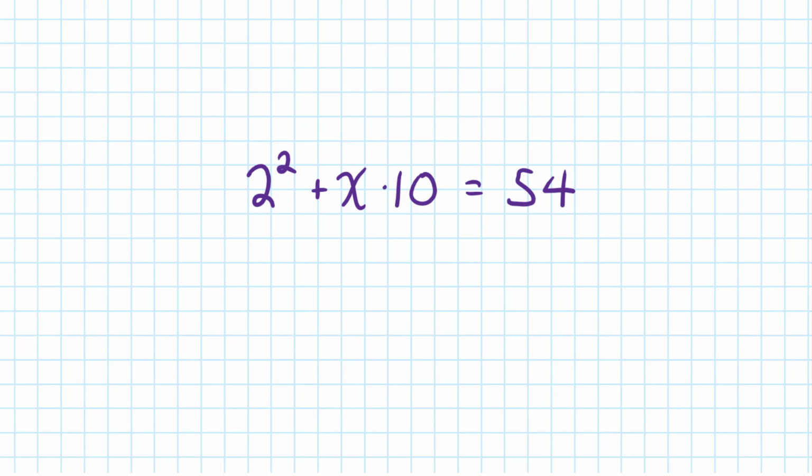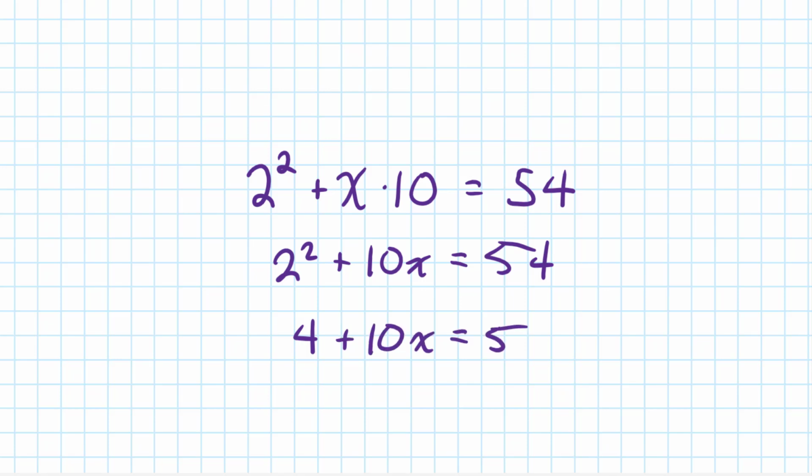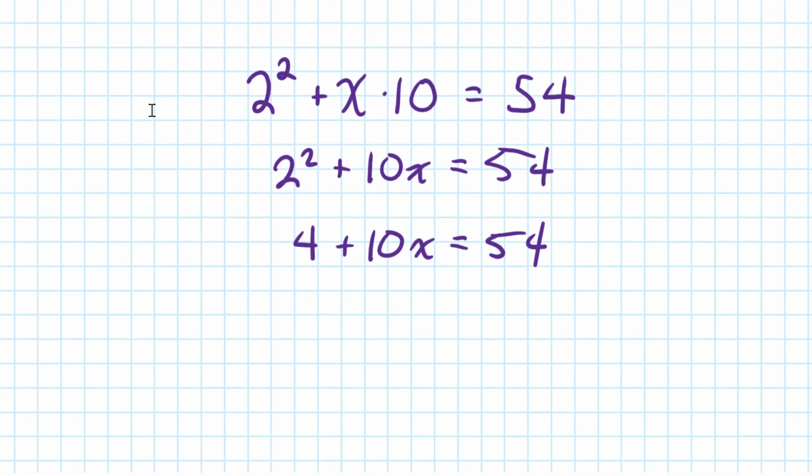Imagine we needed to find the 5, and I've replaced the 5 with x. We'd do the same thing. 2 squared plus 10x equals 54. So this will work the same way. 2 squared is 4. 4 plus 10x equals 54. We subtract 4 from both sides, and then we have 10x equals 50. And now we divide both sides by 10, and we have x equals 5.